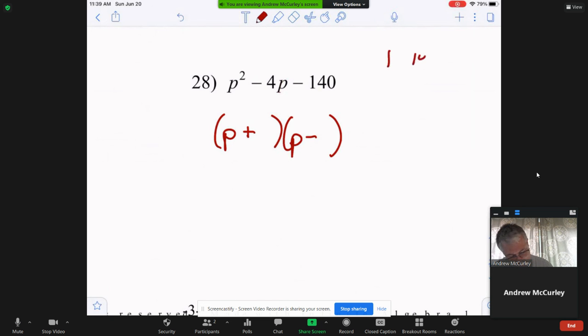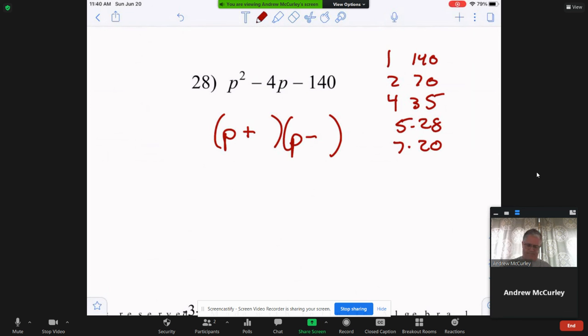I don't really need to, but 1 and 140, 2 and 70, 3 doesn't go into there, 4 and 35, 5 and 28. 6, I don't think goes in there. 7, I don't think. Oh, yeah, 7 goes in there. 7 and 20. Notice the difference between those two is getting smaller, though. Let's see. 8. Does 8 go into 140? I don't know off the top of my head.